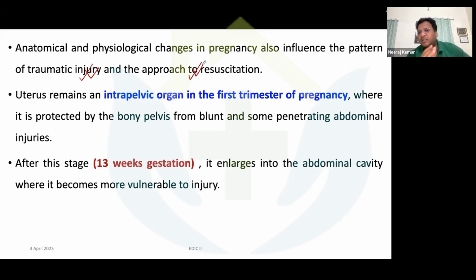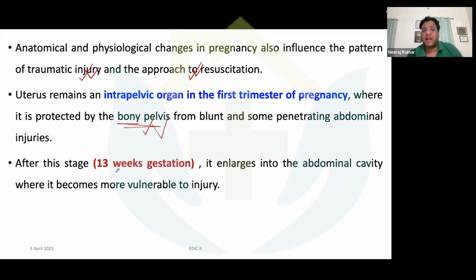I just discussed the fundal height of this patient: at 20 weeks of pregnancy you can have a fundal height of 20 plus or minus 2 centimeters. Why? Because the uterus always remains an intrapelvic organ in the first trimester, protected by the bony pelvis. So if the patient gets a blunt abdominal injury or some penetrating abdominal injury, it is going to be protected.